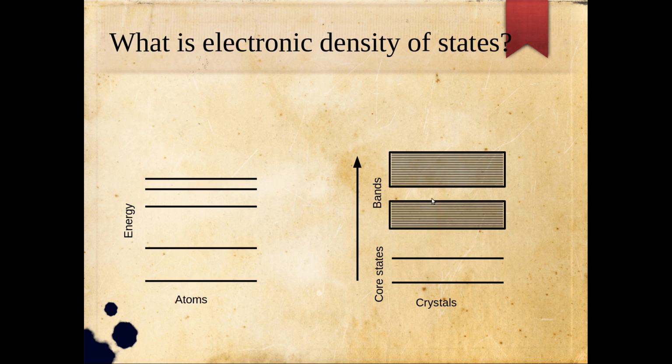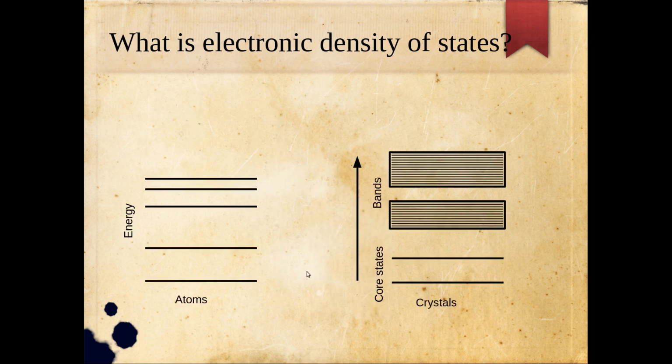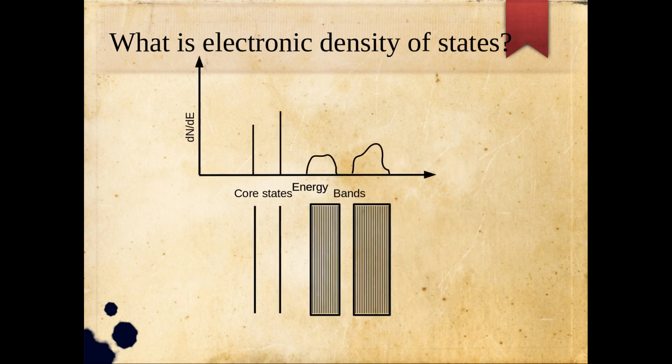That is called the density of states, meaning how many energy states are in a particular energy range. This is just a schematic representation of density of states. These bands are represented with the help of the electronic density of states. So this is how they look.